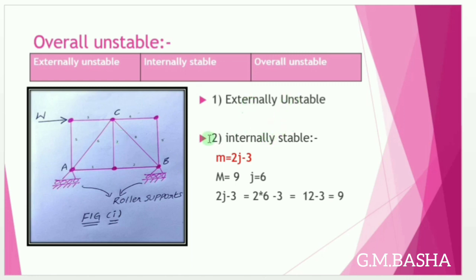At the same time, we will see the internal stability of the trusses. So if m equal to 2j minus 3, how many members in this truss? 1, 2, 3, 4, 5, 6, 7, 8, 9. Therefore, totally 9 members. Then how many joints? 1, 2, 3, 4, 5, 6. Therefore, 6 joints. So substitute in the formula: 2 into 6, 12 minus 3, that will be equal to 9. Therefore, members equal to 9. Therefore, since m equal to 2j minus 3, the structure will be internally stable, but externally unstable here. Therefore, it can move as a whole. Then the structure is externally unstable and internally stable, so the overall structure will be unstable.